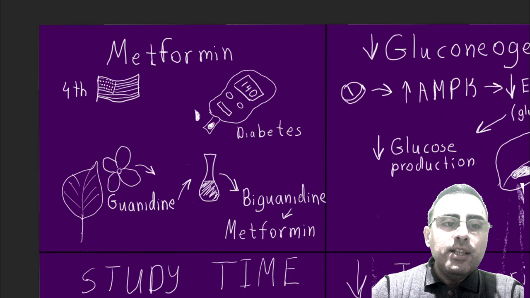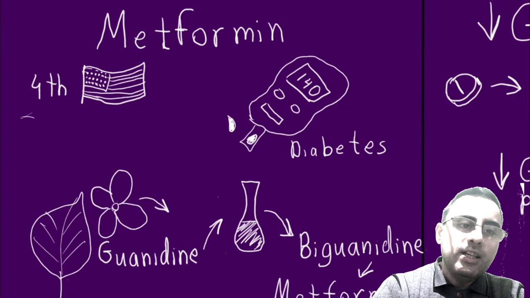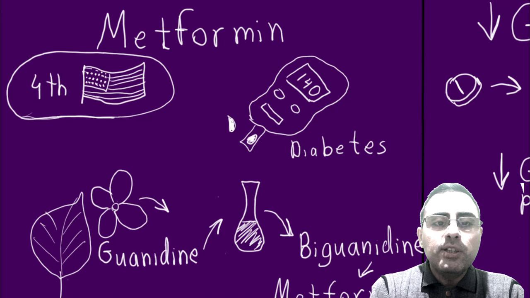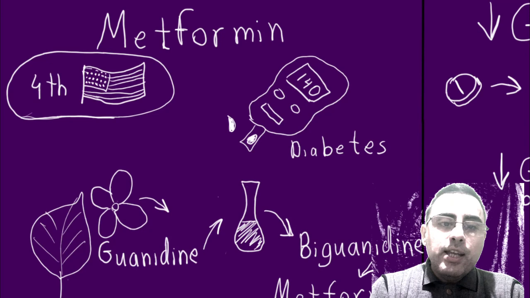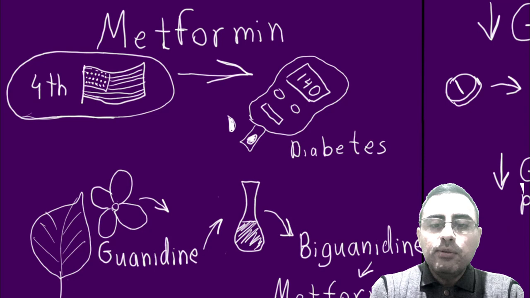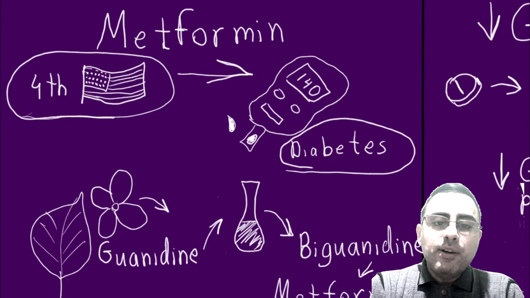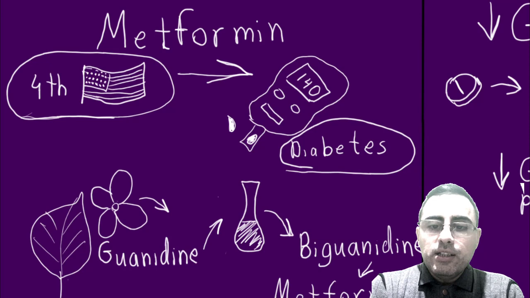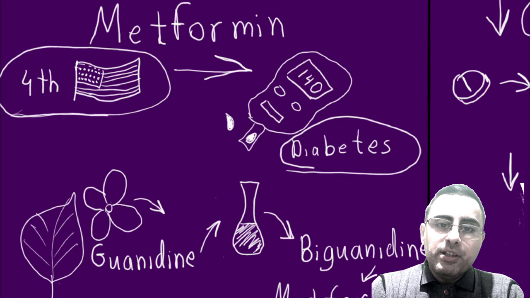Metformin is the 4th most prescribed drug in USA. It's prescribed as commonly as amlodipine and paracetamol and such drugs. The most common indication for metformin is type 2 diabetes mellitus. But it's prescribed also for polycystic ovary syndrome, insulin resistance, sometimes for weight loss. Sometimes people take metformin to prevent long COVID. We also have some research about it.